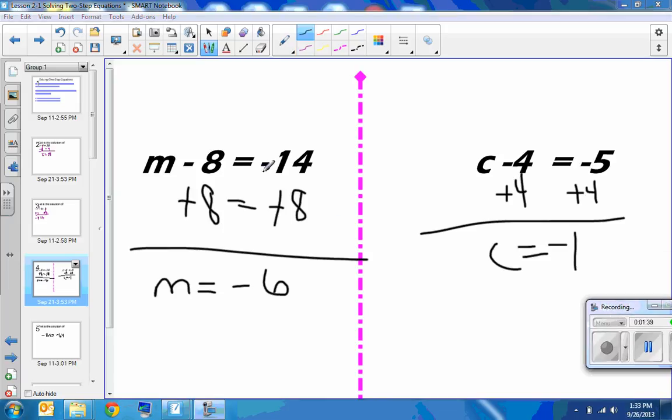So you should have gotten m equals negative 6 and c equals negative 1. Add 8 to both sides. This cancels out. You get negative 6. The opposite of subtracting is adding. Add 4 to both sides. You get negative 1.